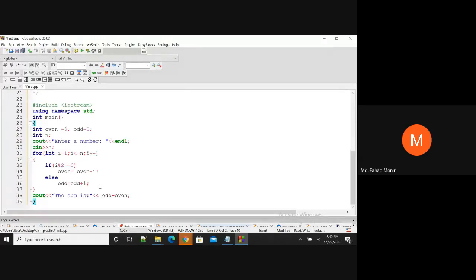We are taking two variables, integer even = 0 and odd = 0, and integer n, so a number as before. So here we are taking the for loop, which was the same as before: integer i = 1, i less than or equal to n, i plus plus.